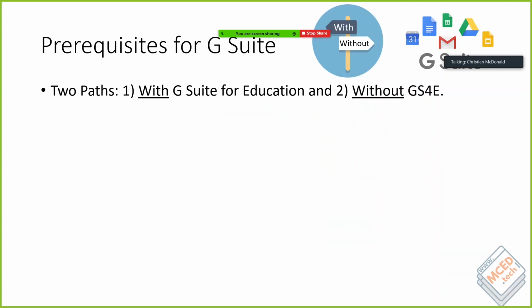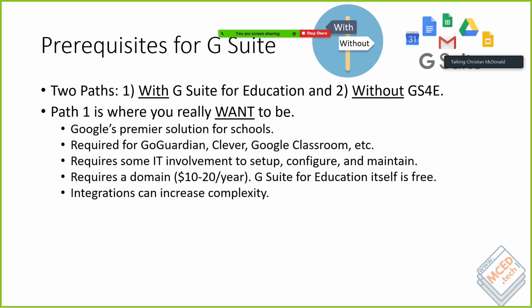So let's talk about some of the prereqs for G Suite. Two paths, both with and without. Path 1 is where you really want to be. This is Google's premier solution for schools. It's required really for GoGuardian, Clever, Google Classroom, although you can sign up for Google Classroom with a personal account. That's really not where you should be, because that's actually a violation of Google's policy.